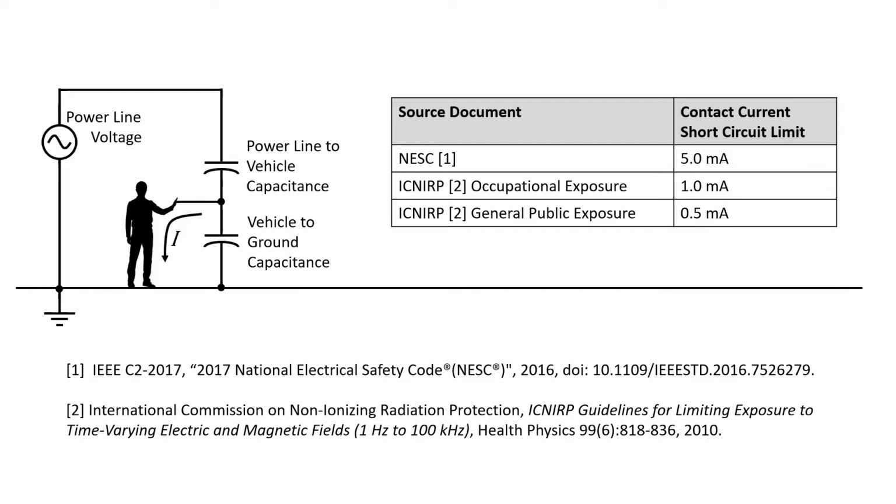The ICNIRP lists 1 milliamp as an occupational exposure limit and 0.5 milliamps for general public exposure. These documents provide additional conditions associated with these limits, which are important to review for any given project. The general objective then is to adjust the design parameters of the overhead line so that these limits are met.